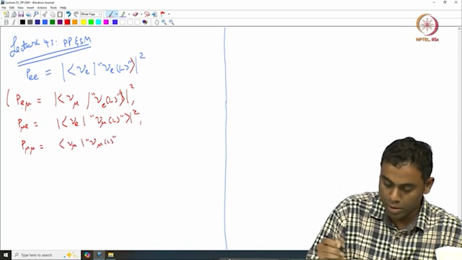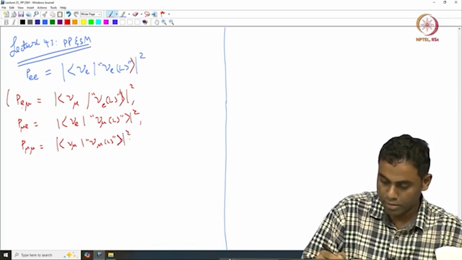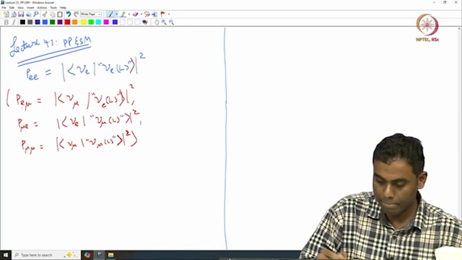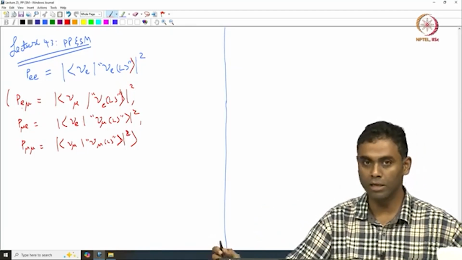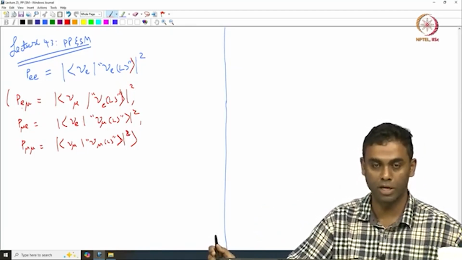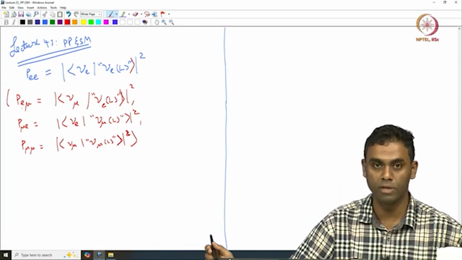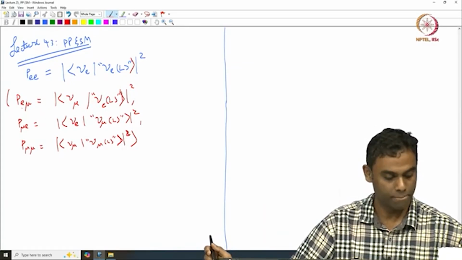what is the probability that it's still a muon neutrino now. Simple. If not, go over this again and familiarize yourself with these concepts. It's very important to understand the physical meaning of what we are doing here.